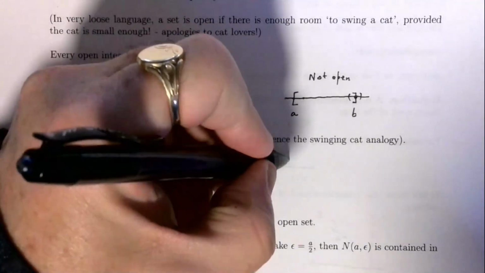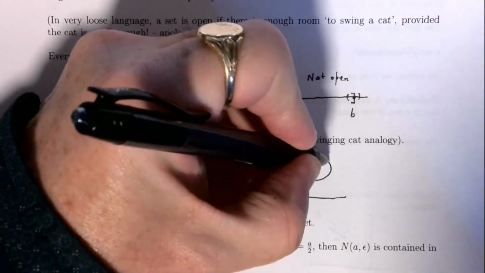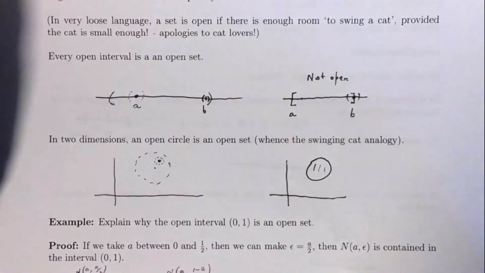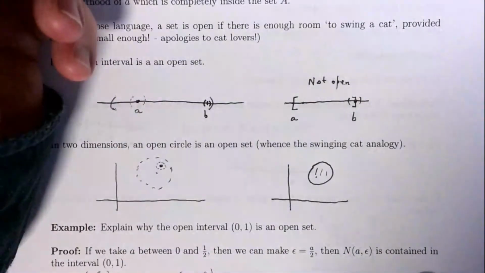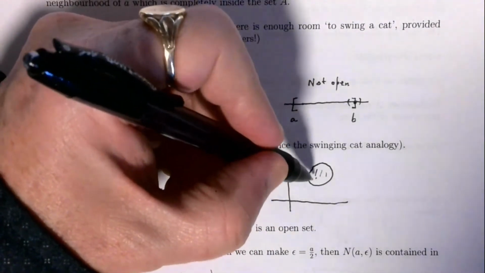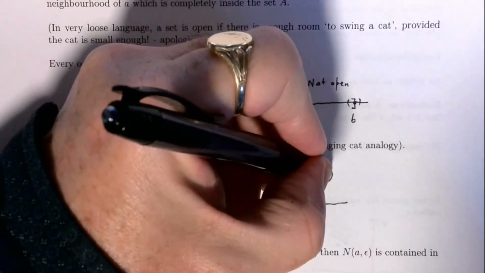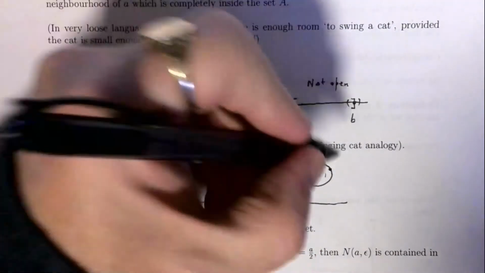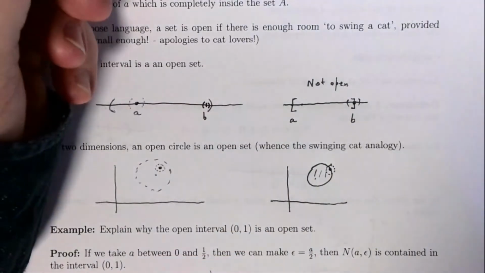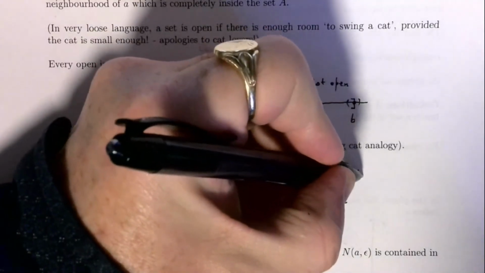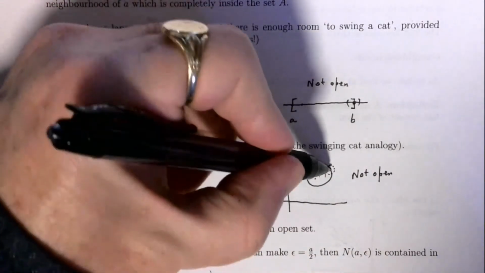On the other hand, if we compare that with a set which is not open, suppose I take a circle including the boundary this time, so I'm taking the inside of here, but including the boundary. Then of course if I'm at a point here, there's enough room to swing a cat, there's enough room to put a little epsilon neighbourhood. But this includes the boundary, so if I take a point on the boundary, then as soon as I put a little epsilon neighbourhood, part of that will go outside of the set. So this set is not open. There's not enough room to swing a cat at that point on the boundary.